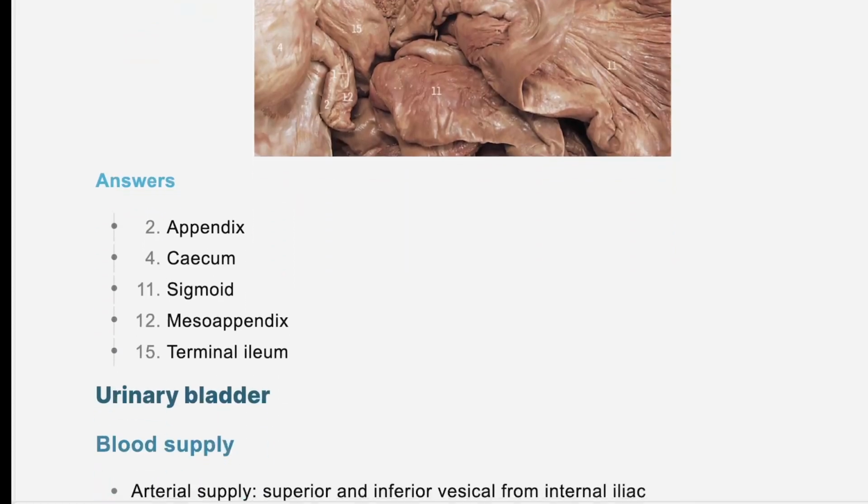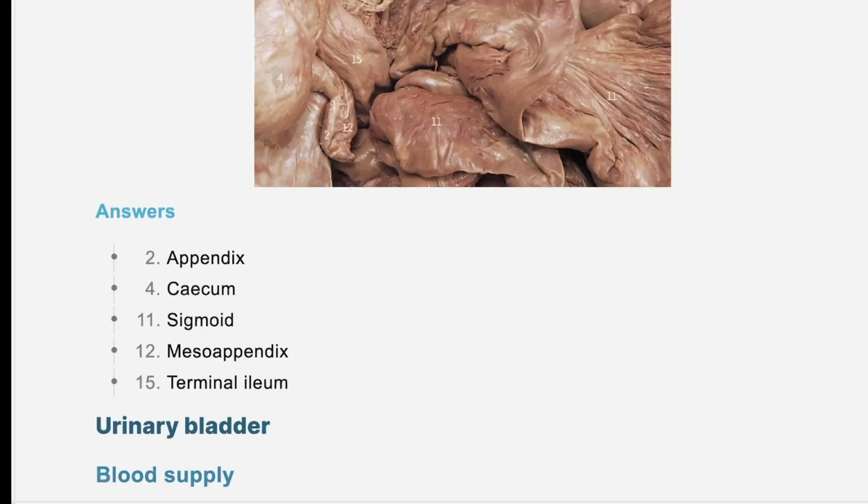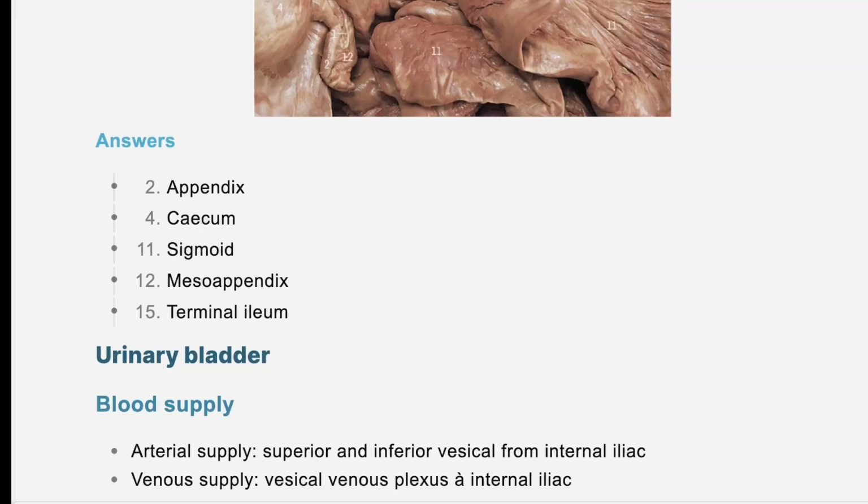Great. Urinary bladder. What is the blood supply of the urinary bladder? The arterial supply is the superior and the inferior vesical arteries, and these are from the internal iliac artery. The veins will go to the venous plexus, and that will be the vesical venous plexus, draining to the internal iliac veins.